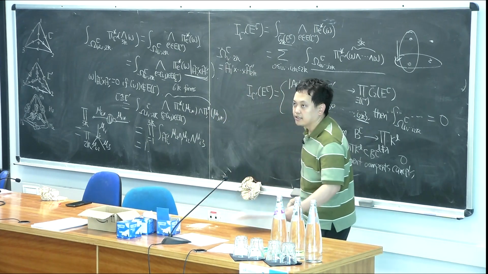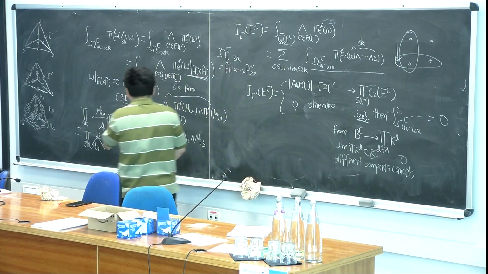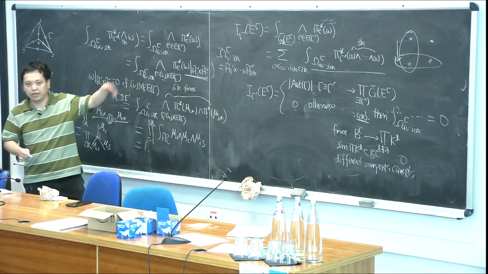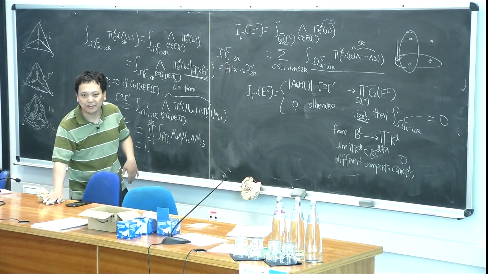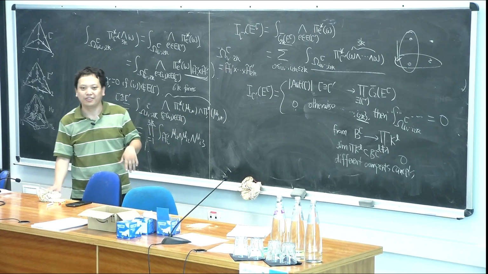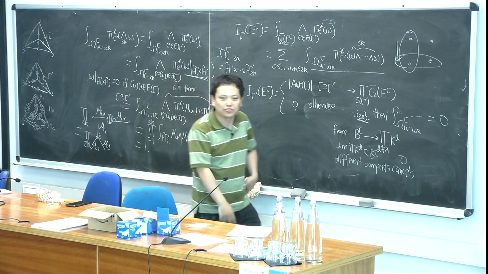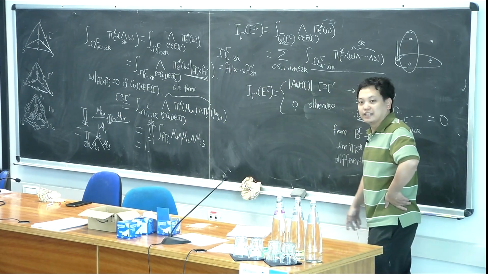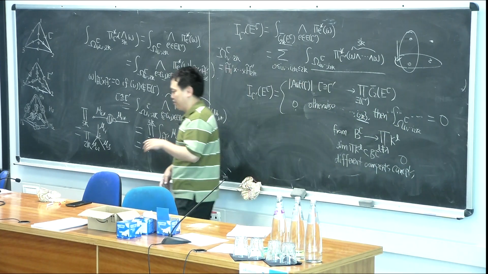Okay, and this finishes the calculation of Watanabe. Essentially, it's just using differential forms to turn the intersection number into topological information. Okay, I think that's all I want to say today. Sorry for going over time.